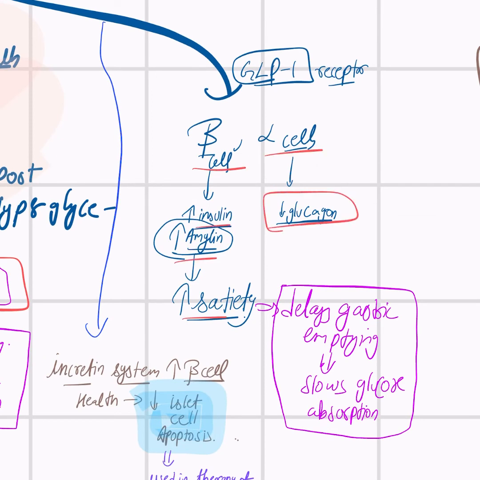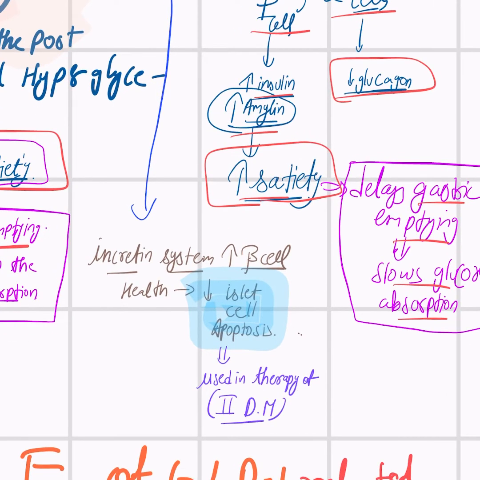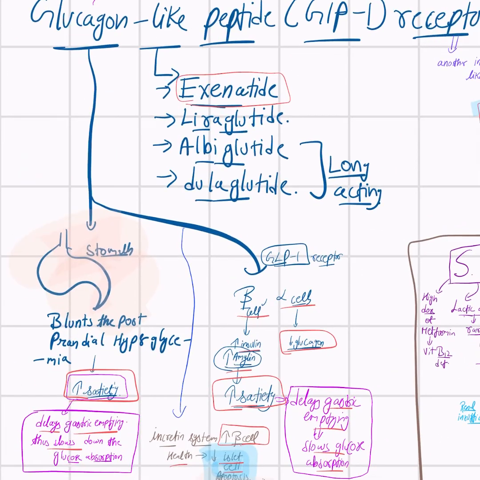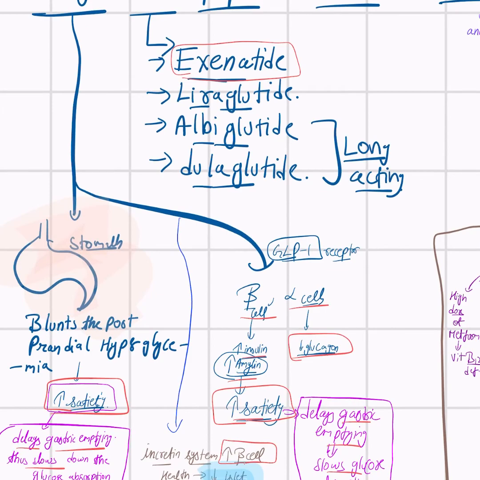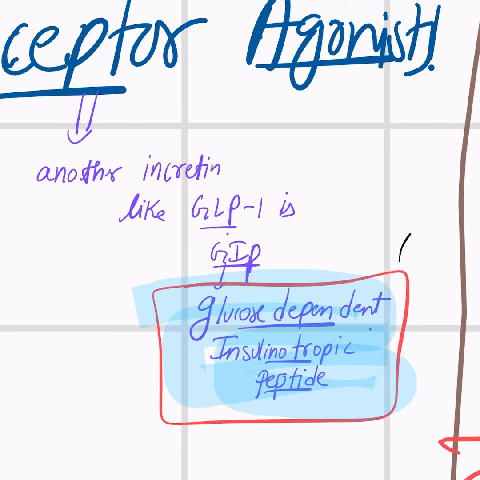And this will again increase the satiety. Then the incretin system itself increases beta cell health, and it decreases islet cell apoptosis. So this is used in the therapy of type 2 diabetes mellitus, right? Having said that, we have known the drugs, that is liraglutide, albiglutide. Another important point is another incretin or GLP-1 like substance is GIP. GIP is glucose dependent insulinotropic peptide.